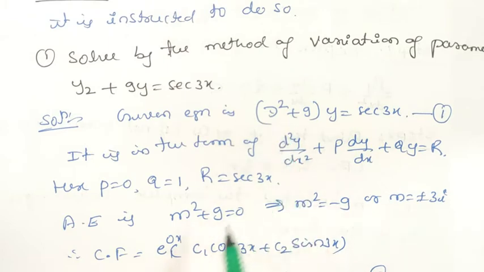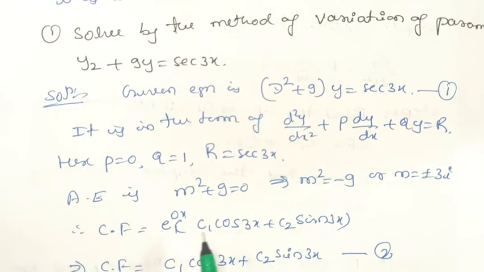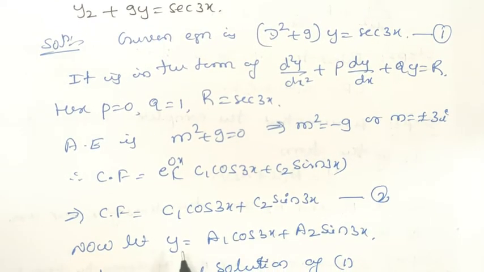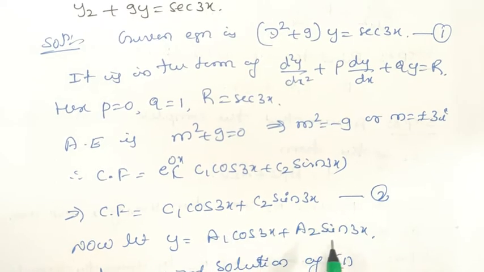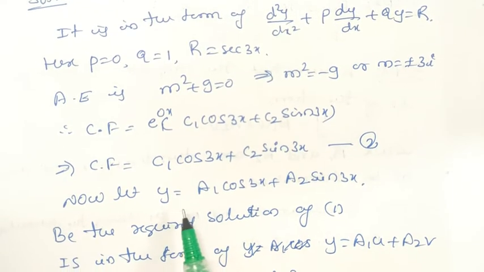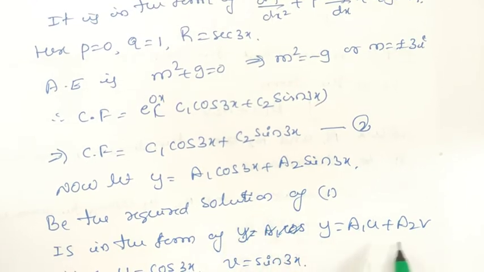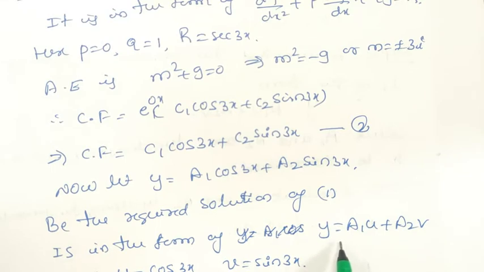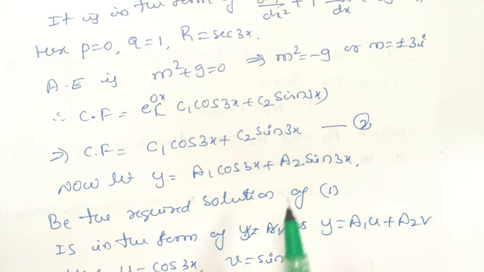The auxiliary equation of this equation is m square plus 9 equal to 0. So m square equals minus 9, or m equals plus or minus 3i. We know its complementary function is c1 cos 3x plus c2 sin 3x. Take this as equation number 2. Now let y is equal to a1 cos 3x plus a2 sin 3x be the complete solution of equation 1. So now it is in the form y is equal to a1u plus a2v, because in the method we have seen it should be in the form y equals a1u plus a2v. Here u is cos 3x and v is sin 3x.